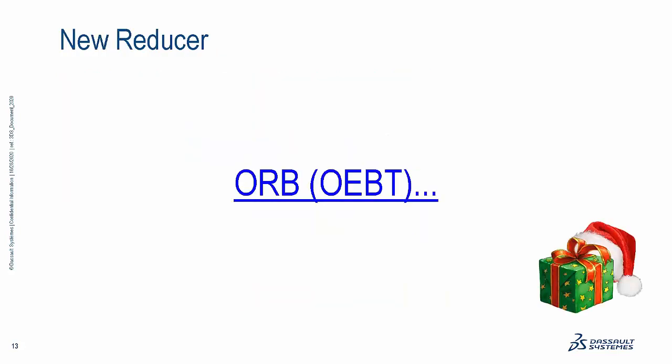Step in the new reducer that I built over the last couple of years, and that is the ORB, which previously was called the OEBT. But this is going to be actually available on the Simula learning community. It has been for a number of months at this point, but also there is a current plan to implement this into the Abaqus software, and assuming everything goes right, you guys should have a nice little Christmas present.